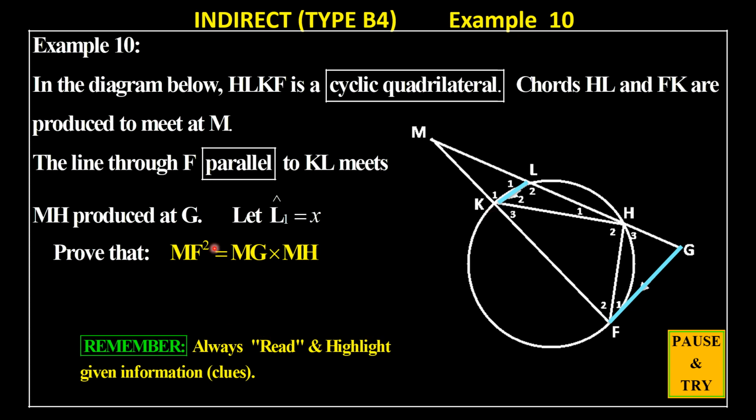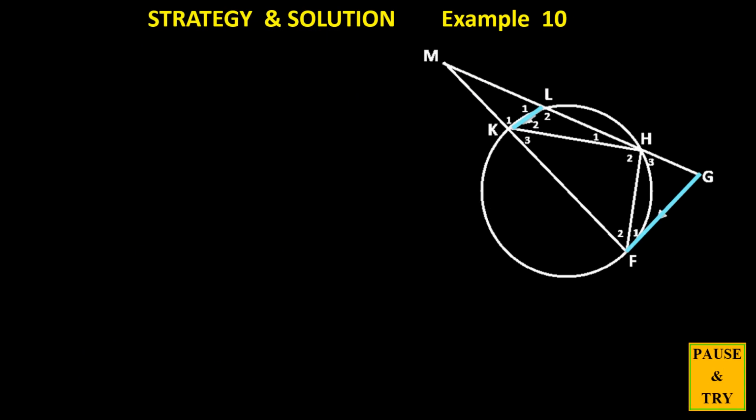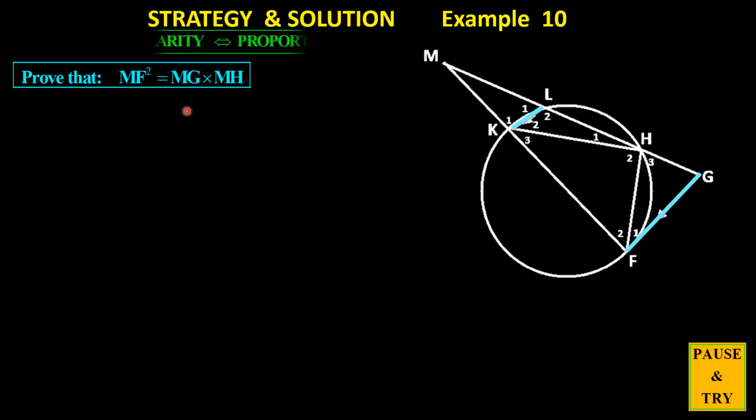And here we have a type B4 where we have a square equal to a product. And in the next slide, let's look at the solution to example 10 following our strategy. There's our diagram. We've got KL parallel to FG and we've got KLHF is a cyclic quadrilateral. And we have to prove this expression here. Now, if triangles are similar, their corresponding sides are in proportion, or the converse. So the first thing that we have to do is write this required expression in a standard form. And that is the standard form.